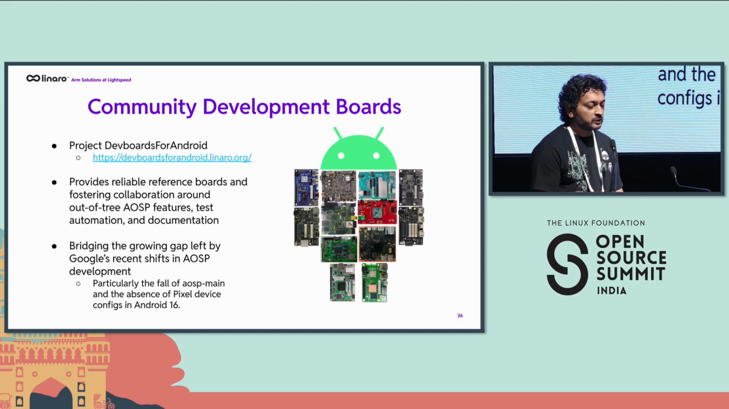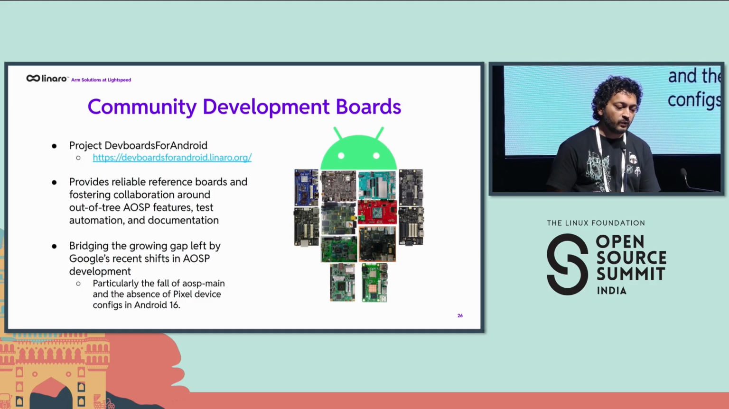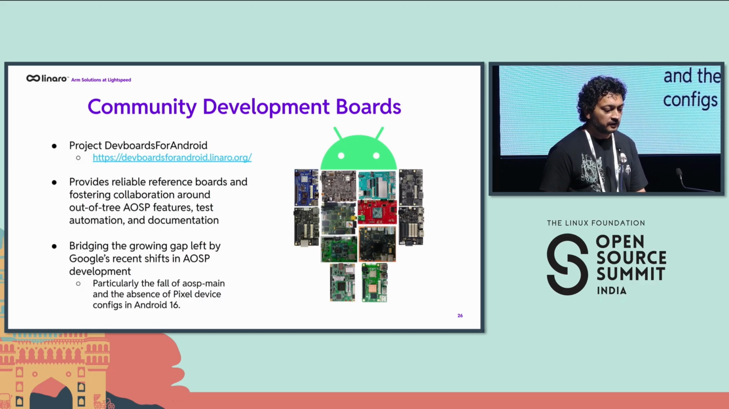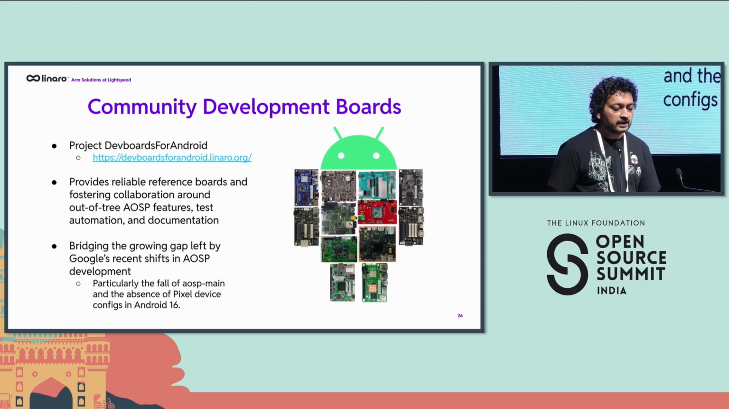Building and contributing to aosp can be daunting, especially when dealing with a device bring up, fragmented documentation and scattered resources. Fortunately, new community-driven initiatives like the DevBoards for Android project are changing that. From providing reliable reference boards and pre-built images to fostering collaboration around out-of-tree patches and documentation, the DevBoards for Android project is reducing the friction of aosp development and hardware experimentation. And most importantly, it is trying to bridge the gap left by Google's recent shift in aosp development.